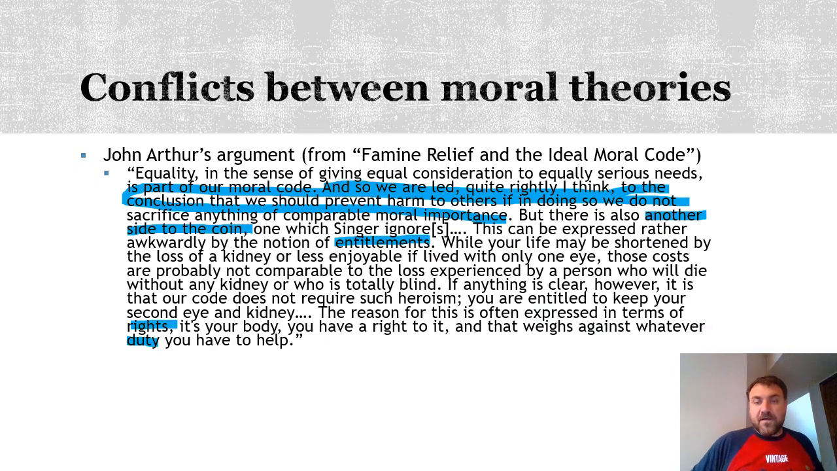Notice a consequences-based morality is a morality that doesn't talk primarily of rights and duties. Rights and duties tend to come more from a Kantian moral theory, or at least a non-consequentialist moral theory. And so what's going on here is that John Arthur is trying to make a case for a kind of ideal moral code that involves certainly considering consequences, but not having consequences be everything. Certainly considering rights and duties, but also not having rights and duties be everything.